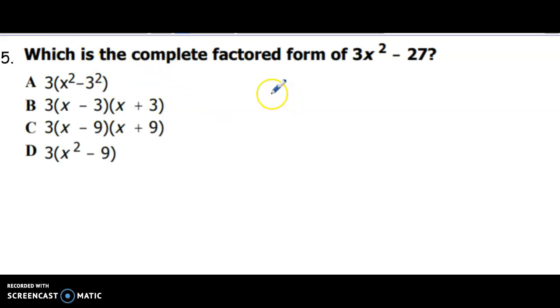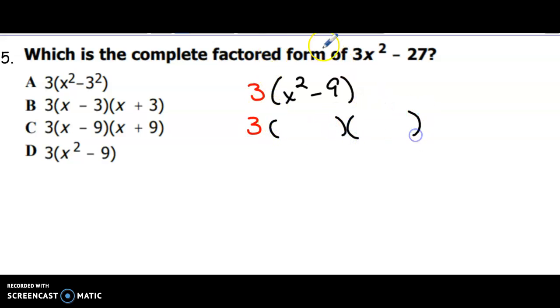For this one, always look for GCF, so I can take out a 3, and I have left x squared minus 9. This is the difference of two perfect squares, so I'm going to bring down my 3 and factor this into two parentheses, 1 plus and 1 minus. Square root of x squared is x, and x, square root of 9 is 3, and 3. Here's your answer.